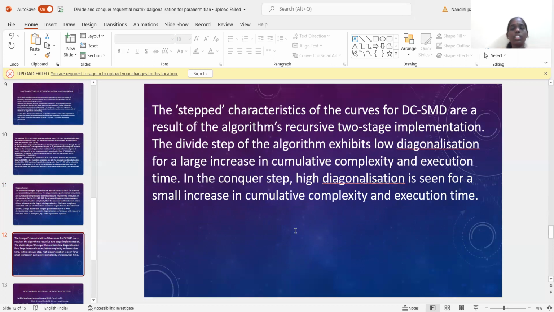two-stage implementation. The divide step of the algorithm exhibits low diagonalization for a large increase in cumulative complexity and execution time. In the conquer step, high diagonalization is seen for a small increase in cumulative complexity and execution time.